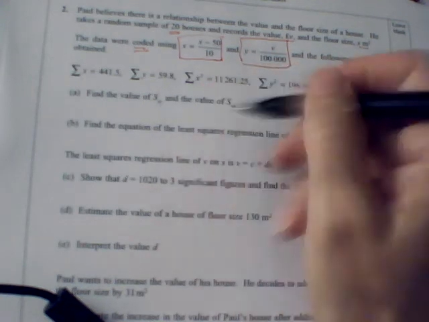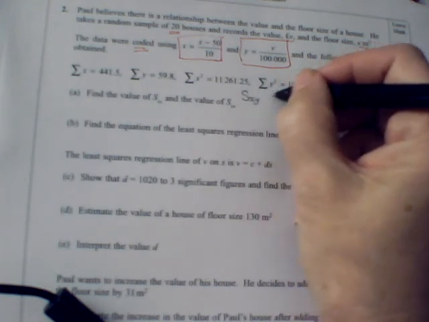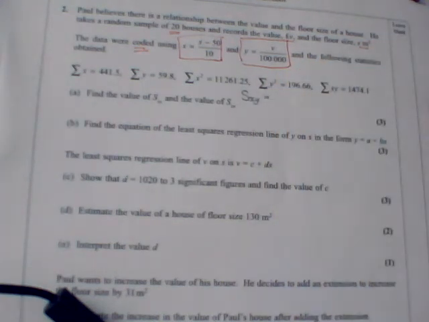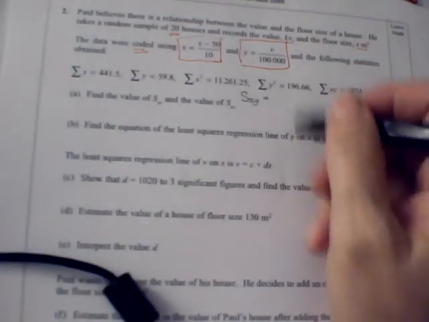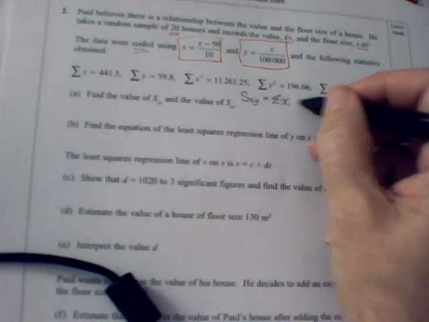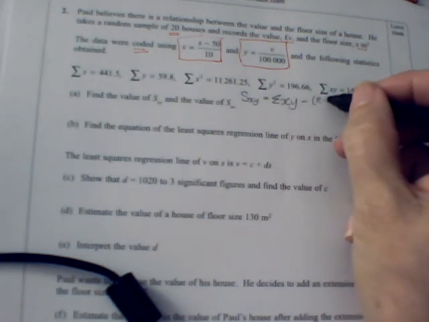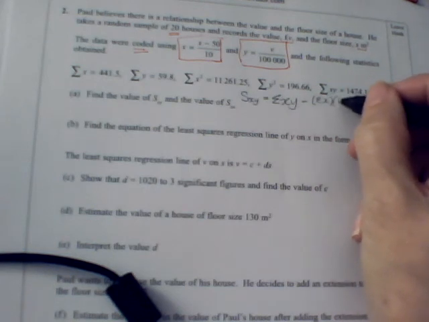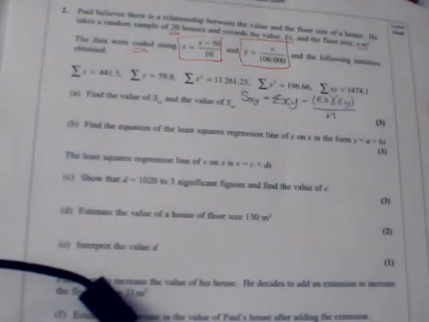Value of S of xy, let's start with that one. S of xy equals, from my formula book, the sum of xy minus the sum of x times the sum of y divided by n. Okay, so that's our formula, and here we go then.